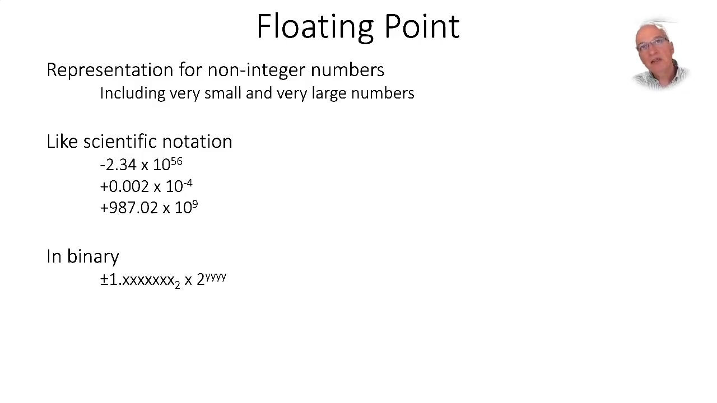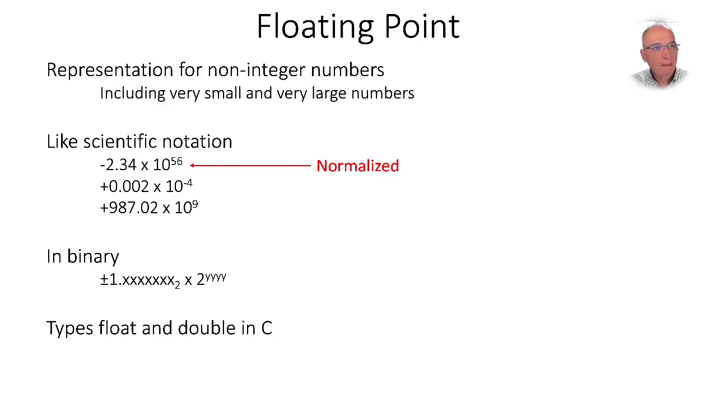The number can be plus or minus, and then I have 1, and then the binary period, and then the fraction, that's also called the mantissa of the number, in base 2, times 2 to an exponent. This is the type that's used, for example, for floats and doubles in C. In scientific notation, the first number is normalized, but the 2 numbers below are not normalized.